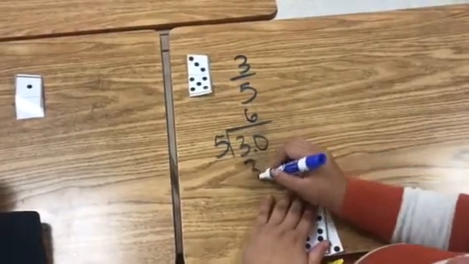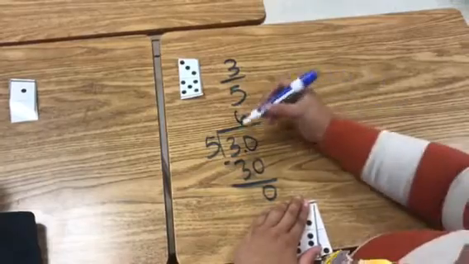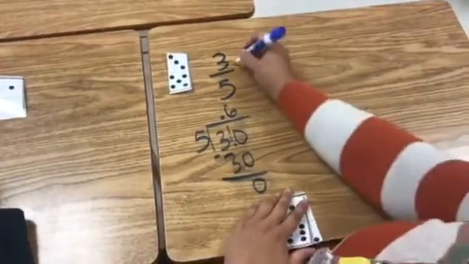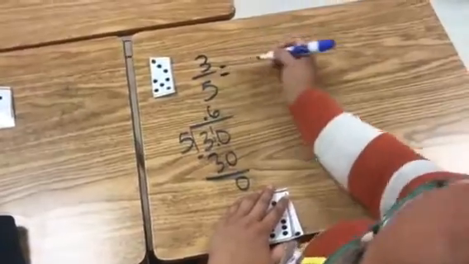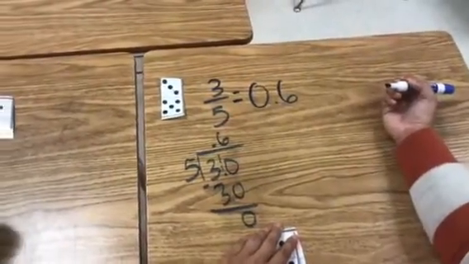6 times 5 is 30. Then I get a remainder of 0. I go ahead and stop there, bring up my decimal. So now I know that 3/5 is equal to 0.6.